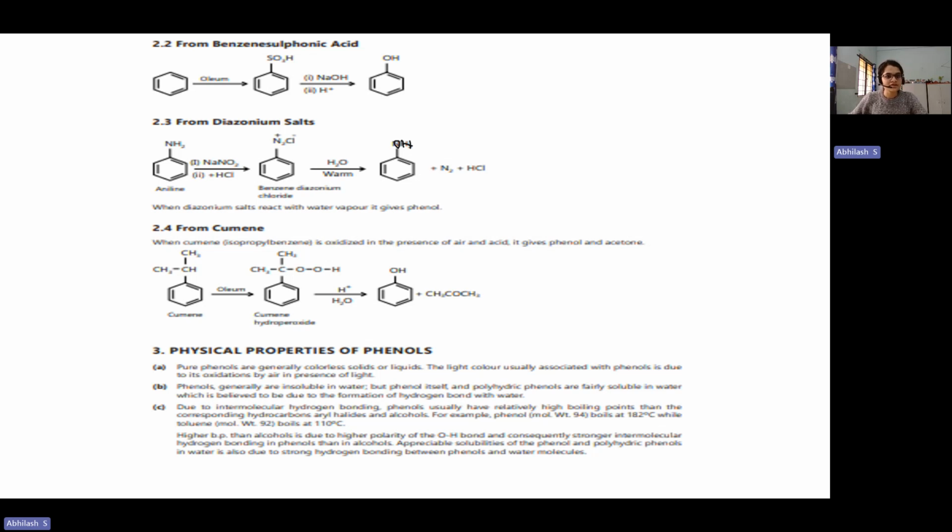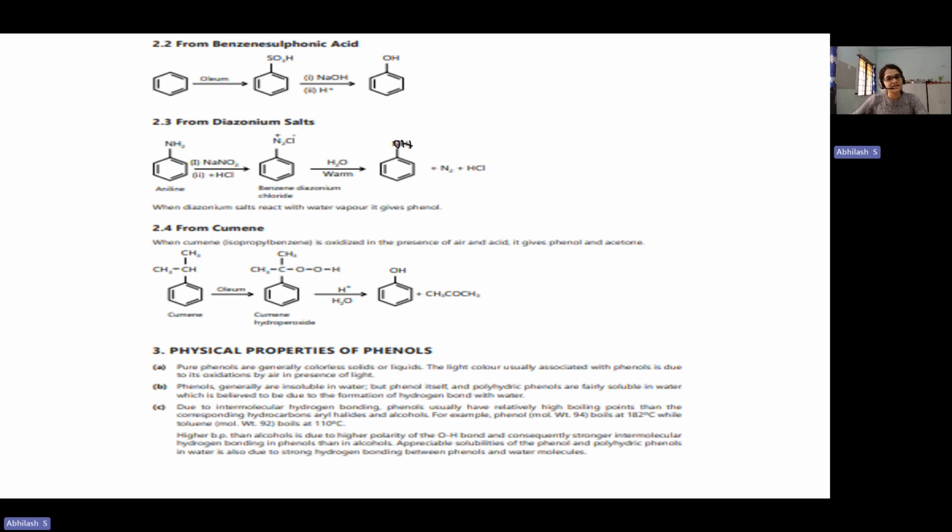And we can prepare phenols from cumene also. Cumene has an isopropyl group directly attached to the benzene ring. When this cumene is oxidized, it gives cumene hydroperoxide. This cumene hydroperoxide, when it reacts with acid and water, leads to the formation of phenol and acetone as a byproduct. These are the basic methods for the preparation of phenols.